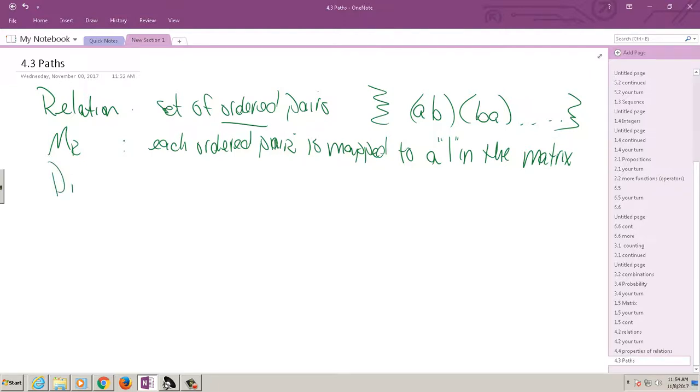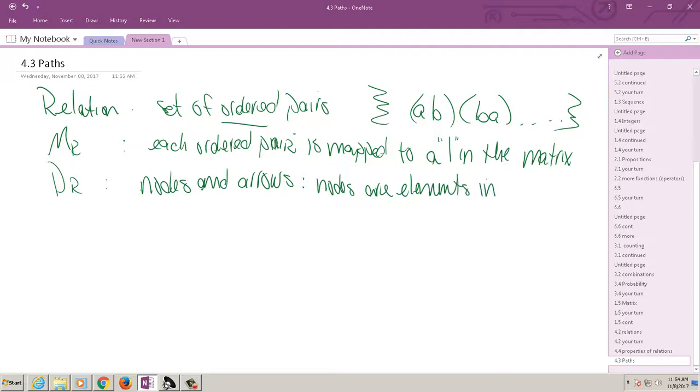And then finally, we were doing the digraph of the relation, which has nodes and arrows, where the nodes are elements in the original set. All of the elements in the set are marked down as nodes, and then the arrows represent ordered pairs.